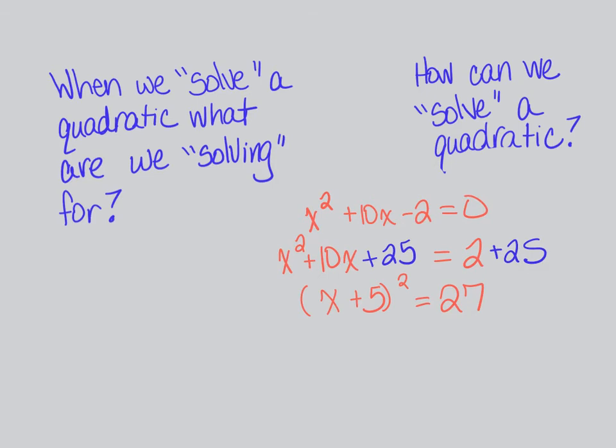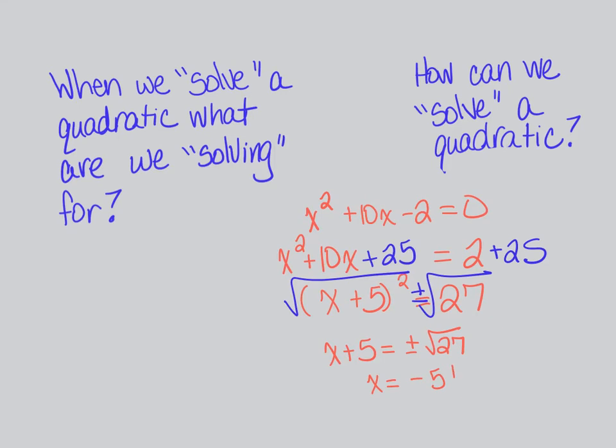Okay? Now, I take the square root of both sides. This is where students make a mistake. When I take the square root of 27, what do I have to put in front of it? Plus or minus. Okay? Plus or minus. So I now have x plus 5 equals plus or minus the square root of 27. Okay? I subtract 5 from both sides.